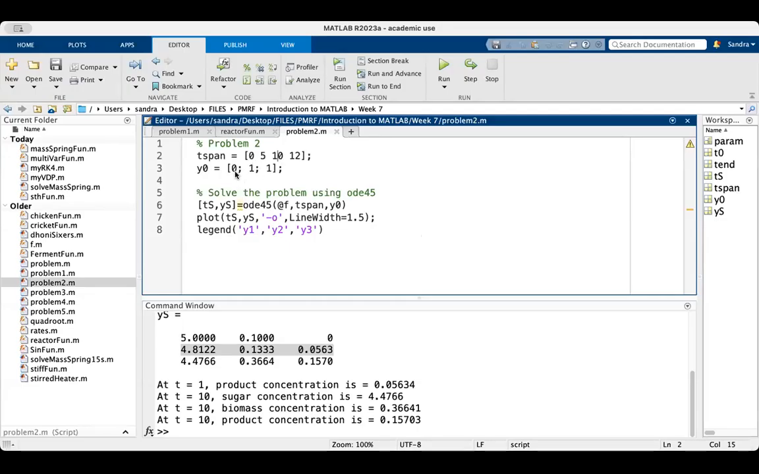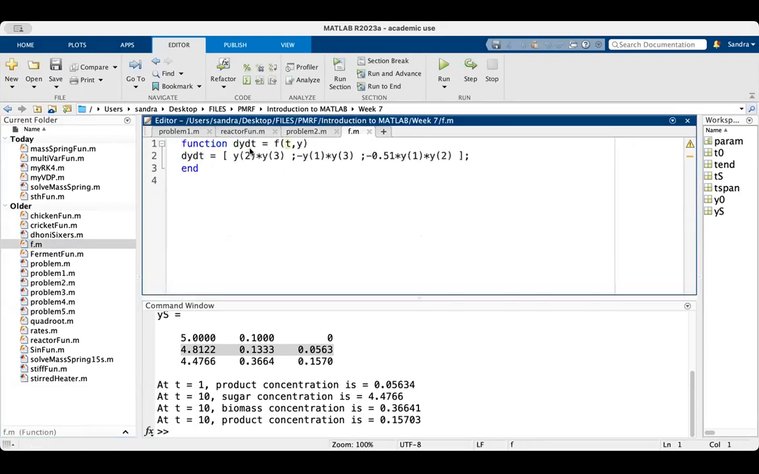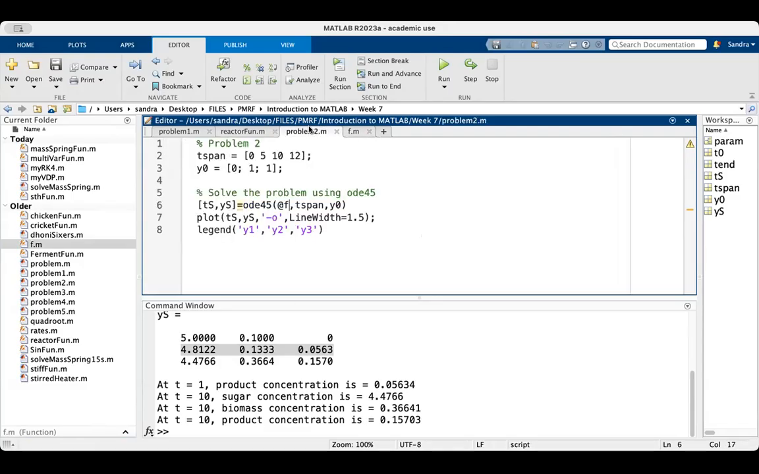The initial value is 0, 1, 1, and my function is written like this. This is my function f.m. It takes in 3 variables. If you want, you can separately extract v1, v2, v3. Since the equations are very simple, I have taken v2 multiplied by v3, minus v1 multiplied by v3, and minus 0.51 v1 v2. These are my 3 functions. It comes as a column vector. Now that is taken outside to ODE45.